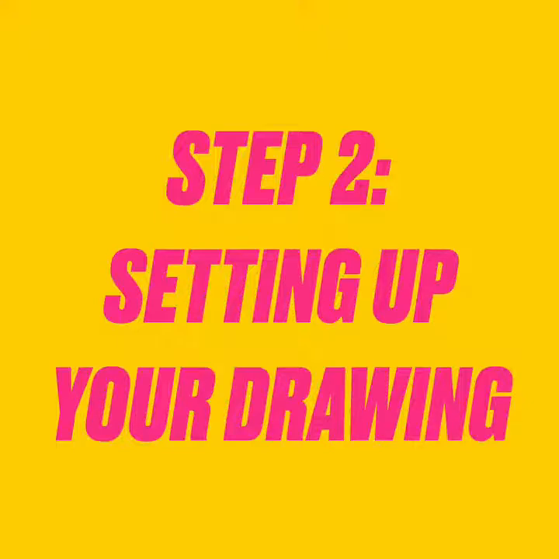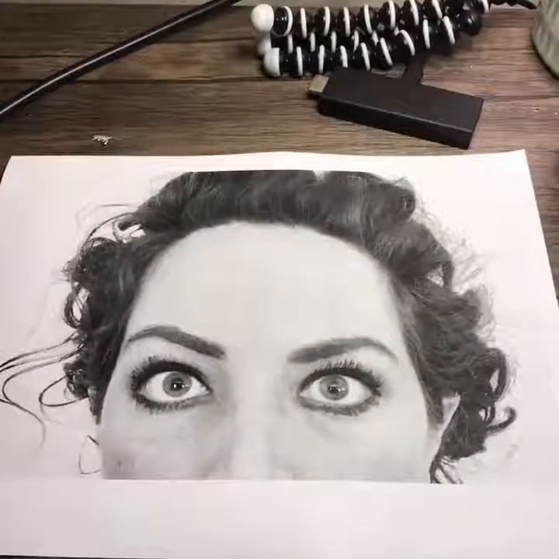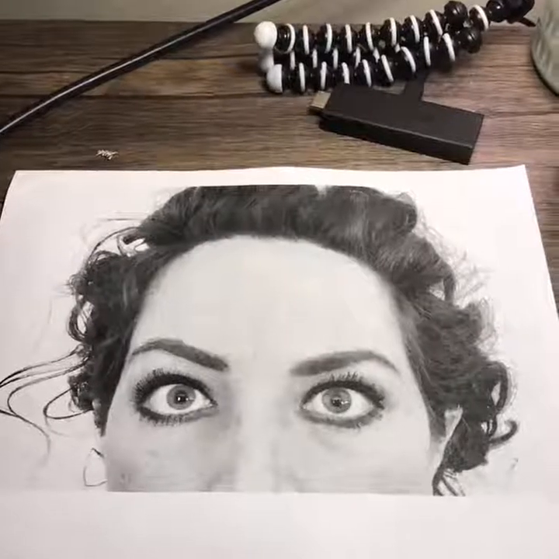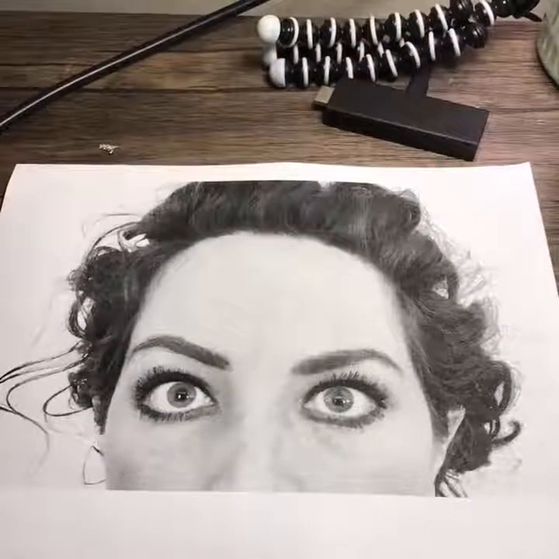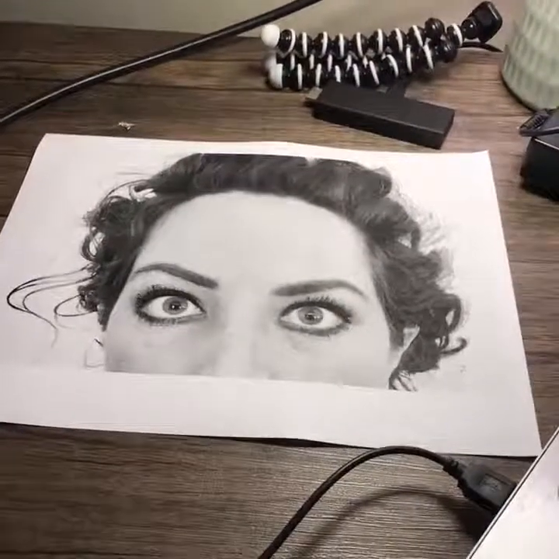Okay, so step 2 is all about setting up your drawing, creating measurements, kind of figuring out where things are going to be so that you make sure that you have proportion, which is one of your elements and principles of art. So the first stage in this step is kind of figuring out the distance between your eyes, where they begin and end. It's really hard to just, no pun intended, eyeball that. So here's my photograph. I got another piece of paper. So here's my second piece of printer paper.